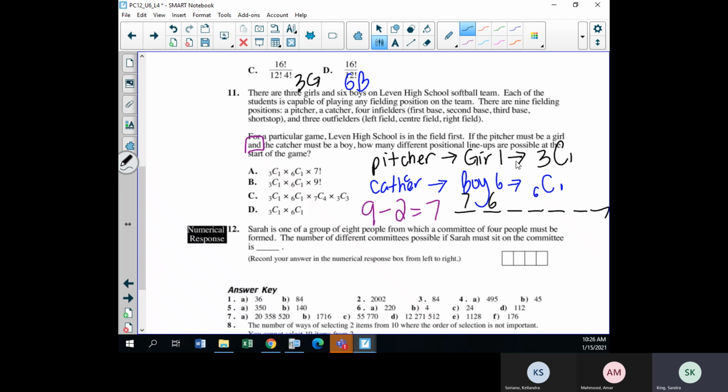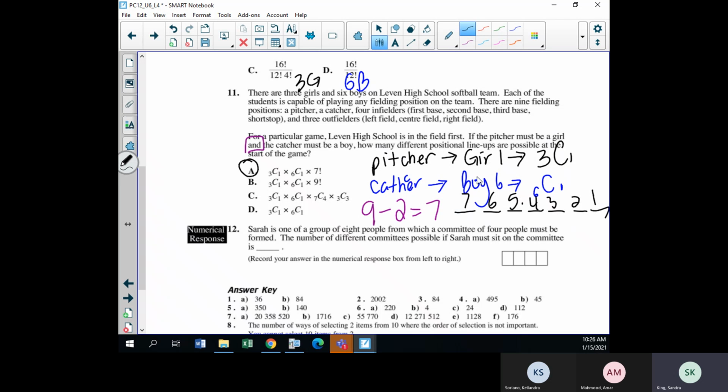So that's where it started as a combination problem. And then for the remaining 7 positions, it doesn't matter who gets what, guys or girls. I've got 7 kids to choose from for this position, 6 kids can go here, then 5, 4, 3, 2, and 1. This is a combined combinations and permutations problem. The answer is 3 choose 1 times 6 choose 1 times 7 factorial, and your answer would be A.